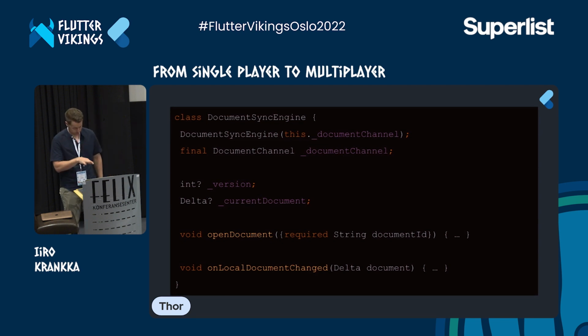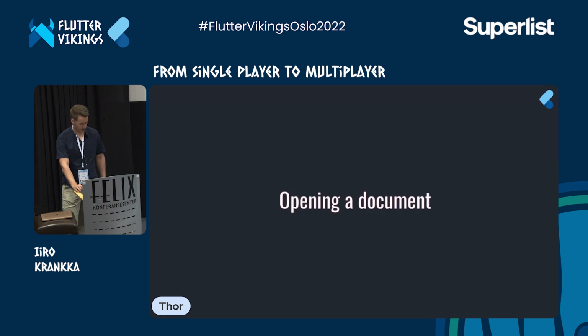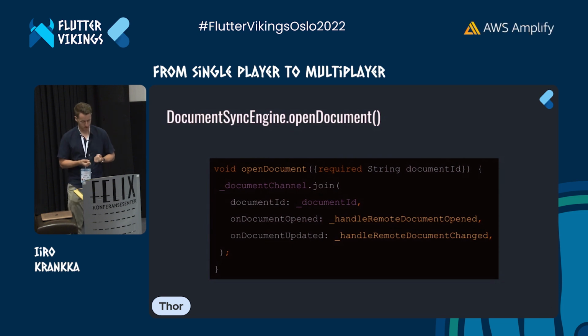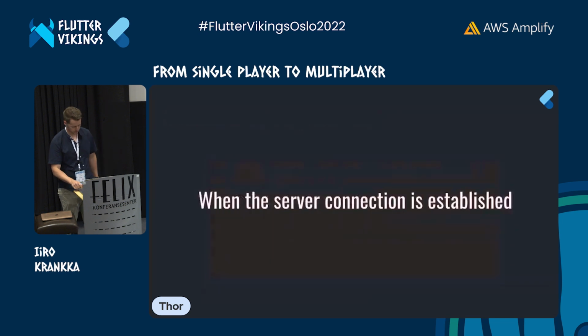Then we store the current version and current document contents in the sync engine as well. And here's what happens when we first open a document. So we join the channel and we have these callbacks that we register. So when the server responds that, okay, the document was correctly opened, then we get these callbacks. And same if some other user changes the document.